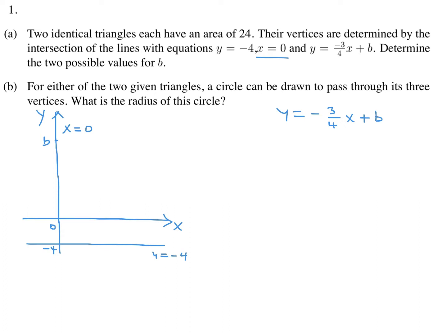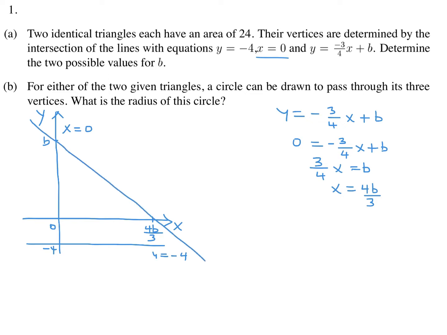And when y is 0, we'll figure out what the value for x is in terms of b. 3/4 x is b, and therefore x is equal to 4b/3. Wherever 4b/3 is, let's say it's somewhere here. So now, if we draw that line, it'll be something like this. There's our triangle. I'll just draw it in red. This is the triangle.